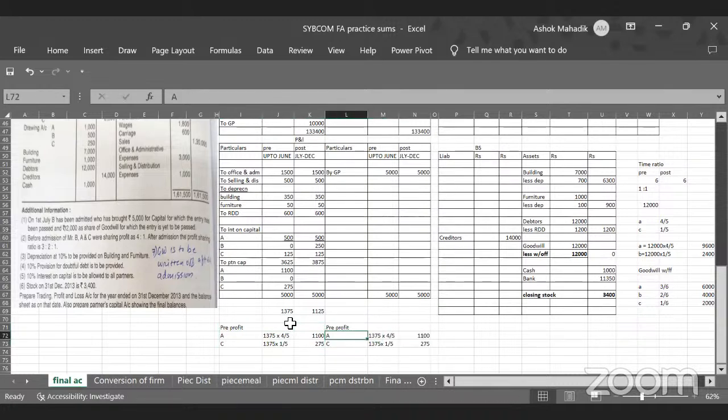Do it here. Post profits, not free. Now it will be post profits. Okay. How much is the post profit? 1125. Okay. And what is the new ratio?